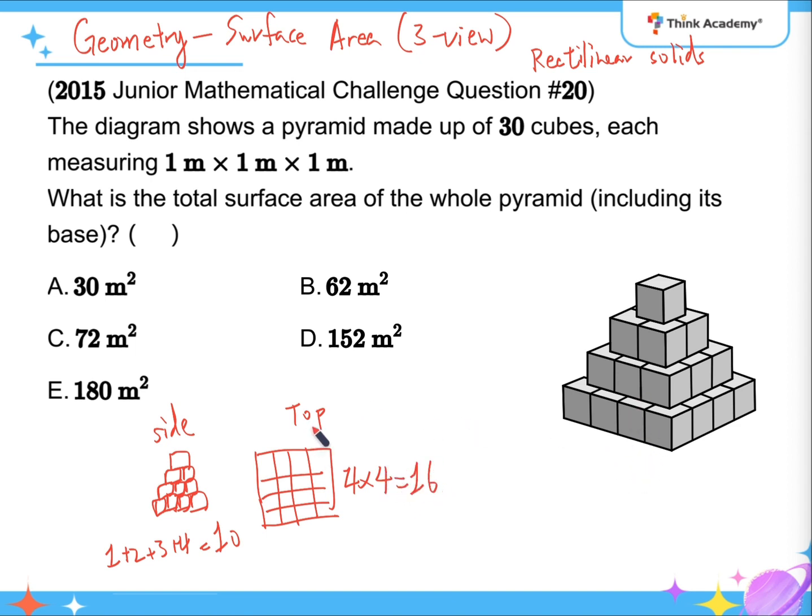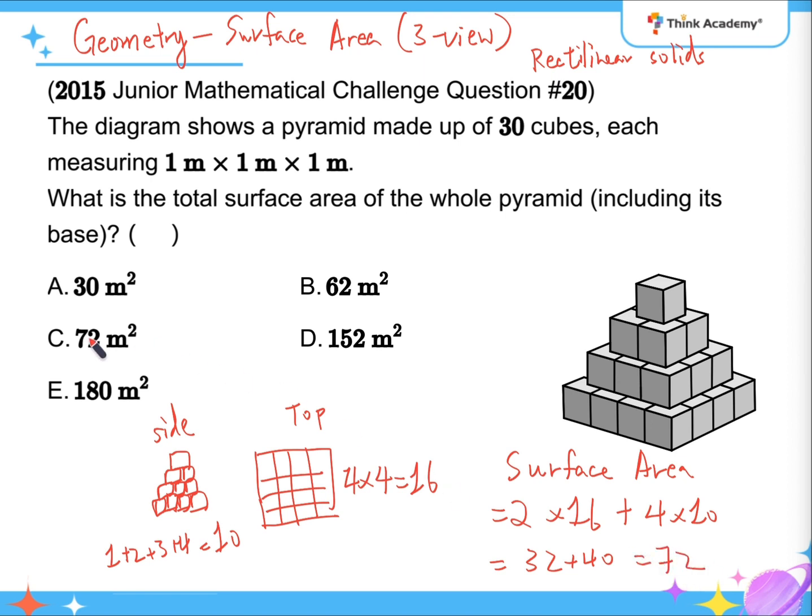So now we know that there are the top and bottom views, and there are the 4 side views. So the surface area is just going to be 2 times 16, which accounts for the top and bottom, adding 4 times 10, which accounts for the front, back, left and right views. Altogether, that's 32 adding 40, which is 72. So the answer is 72 square meters. Okay? That's how we can use the 3 views analysis to find the surface area of it.